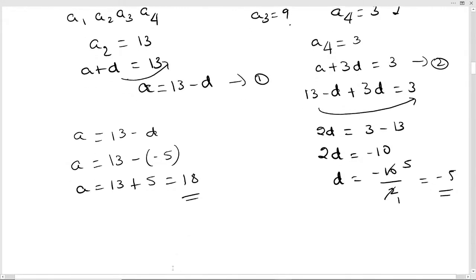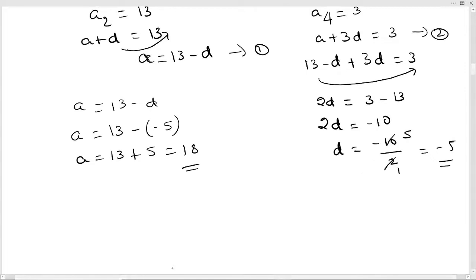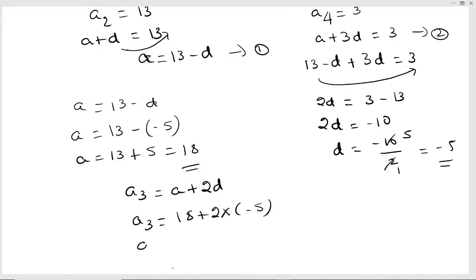Okay, so a third term, I'll write the third term formula. The third term formula will be a plus 2d. Therefore, since you know the a value as well as the d value, just apply them and you'll get the third term. So the third term equals the a value, 18, plus 2 into the d value, minus 5. So the third term will be equal to 18.